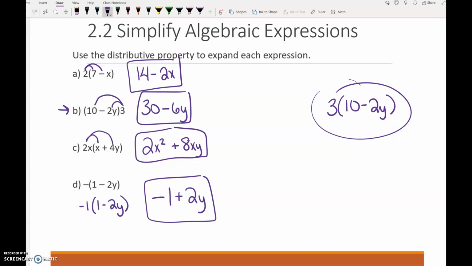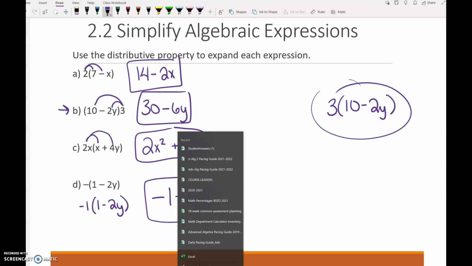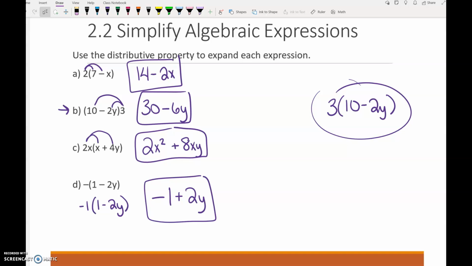In example C, when you have a variable that you are distributing, remember you have to do that 2x times x and 2x times 4y. And in example D, the negative in front is like a -1 in front.